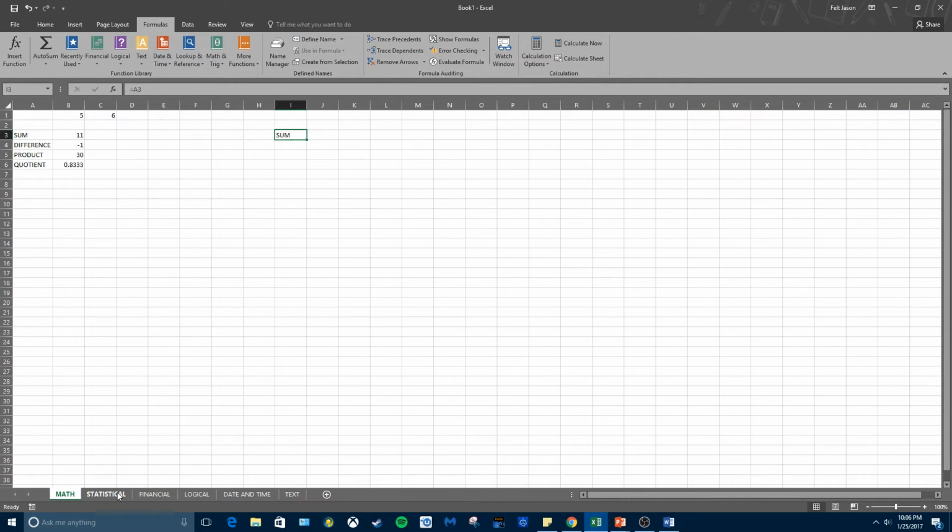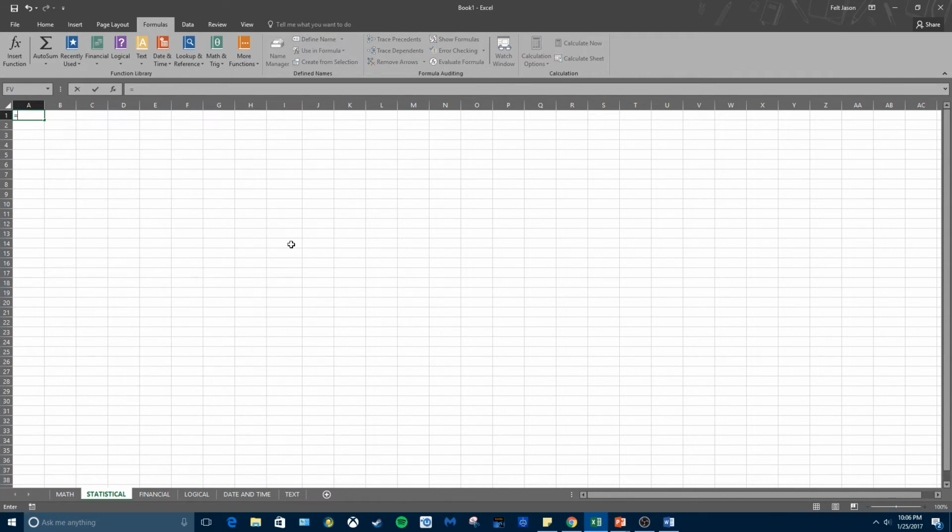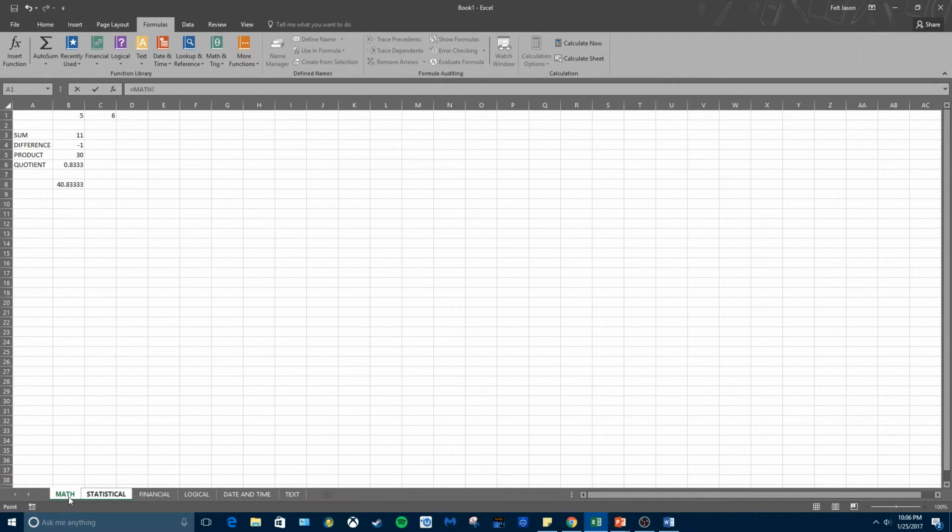The cool thing about 3D cell references is, say for example, I was adding up the total of all of these, sum B3 through B6. I don't know why I would do that, but say I was adding up all of those and wanted to put it in a different worksheet without having to do that again. So I could go to any of these, statistical, equal, click on the math worksheet, and what it'll show is this worksheet name with an exclamation mark, meaning that it's coming from the math worksheet.